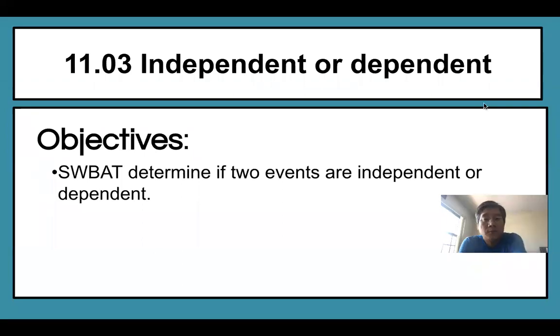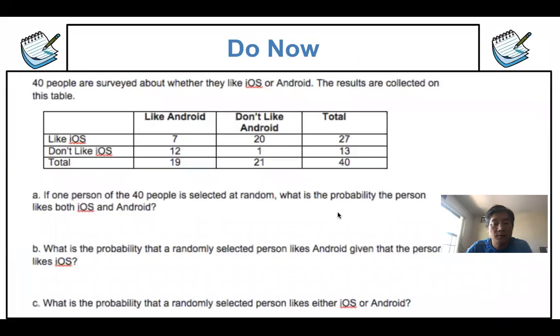Hi everyone. Today we are going to do 11.3, independent or dependent. We are going to learn how to determine if two events are independent or dependent. Before we start the lesson, let's see a simple question from the do now.